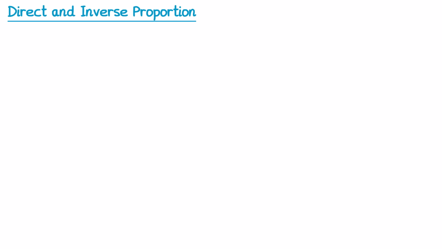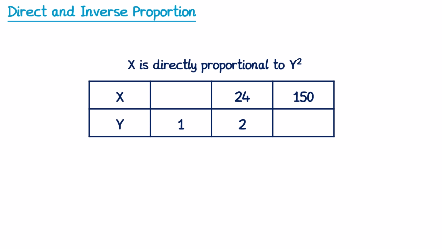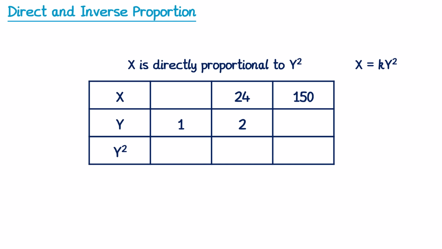But what if it says something like this? x is directly proportional to y squared, and we have a table of values for x and y. So if x is directly proportional to y squared, we know there's some constant k, so that x equals ky squared. But we don't have y squared in the table, we have y. I would recommend you create an extra row for this table and call it y squared. To get the y squared values, you just square any of the y values. So we know some of the y values, we know when y is 1 and y is 2. So if we square those, 1 squared is 1, and 2 squared is 4.